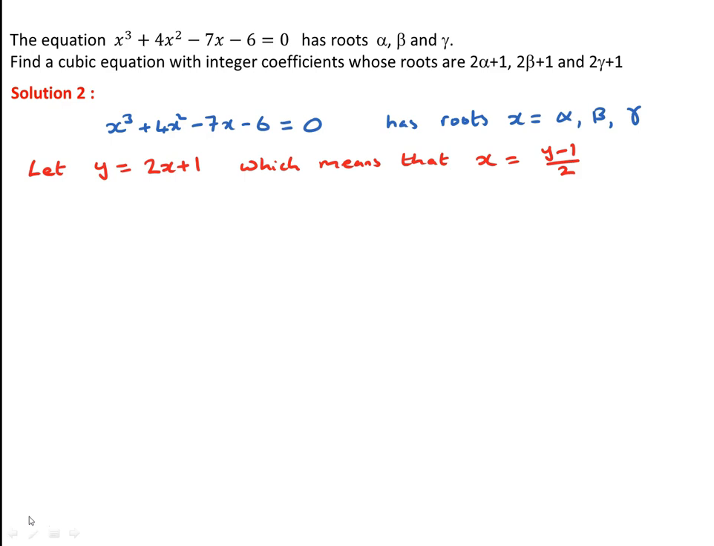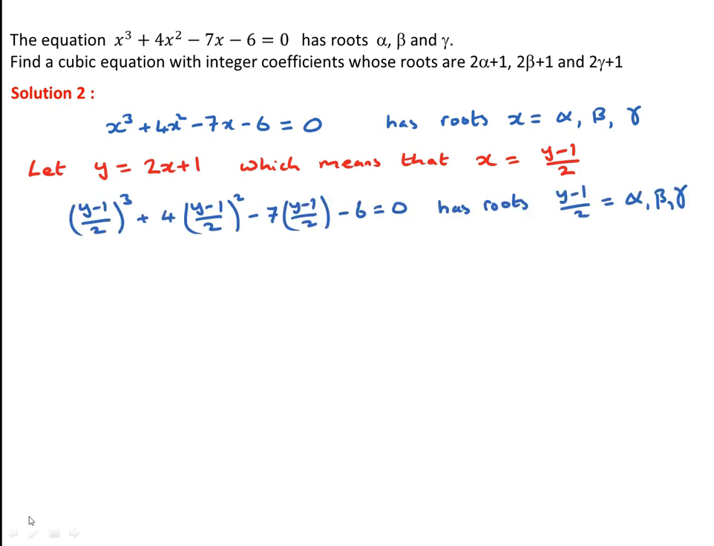So I'm going to transfer the statement in blue, which is a statement about x, into a statement about y. I can do that by simply substituting y minus 1 over 2 every time x appears in the blue line. So I've got (y minus 1 over 2) cubed plus 4 lots of (y minus 1 over 2) squared minus 7 lots of (y minus 1 over 2), take away 6 equals 0, has roots of y minus 1 over 2 equals alpha, beta or gamma.